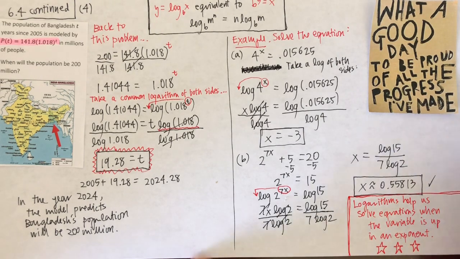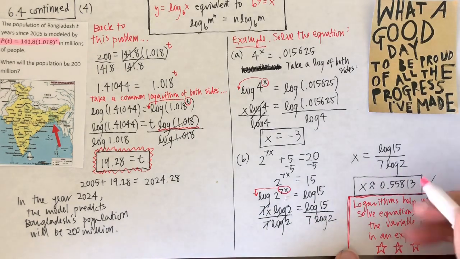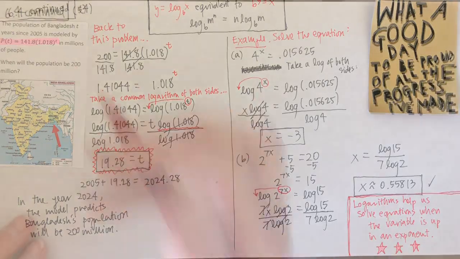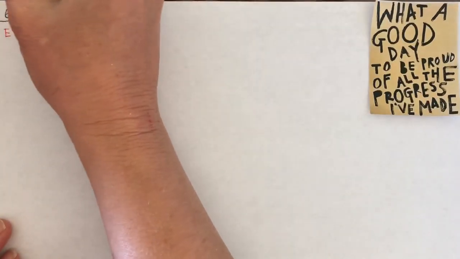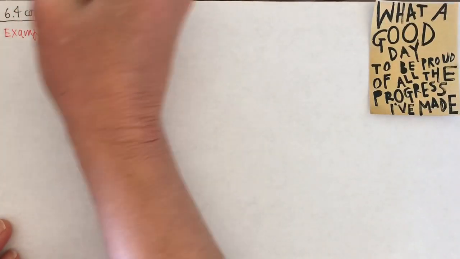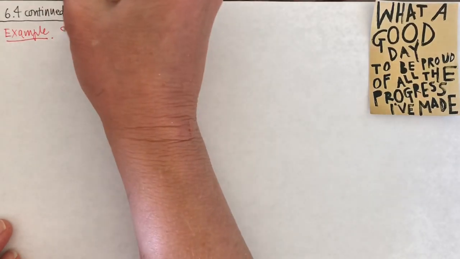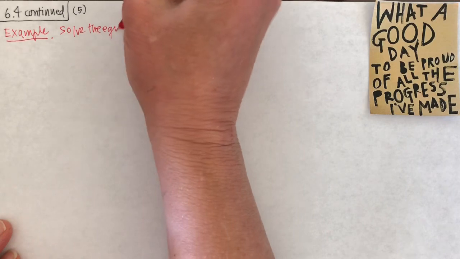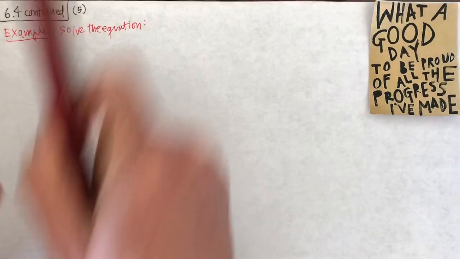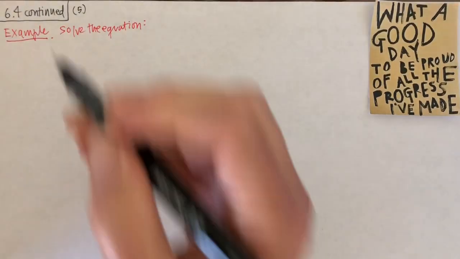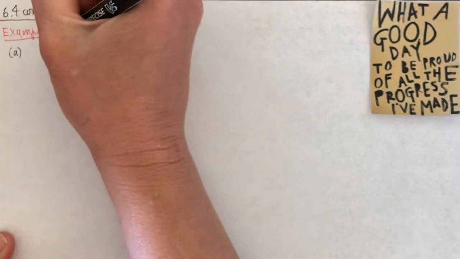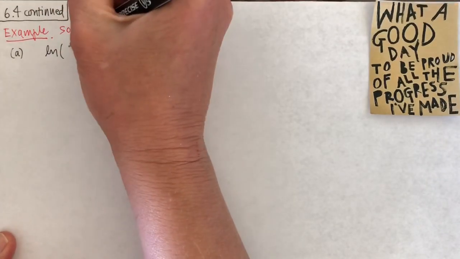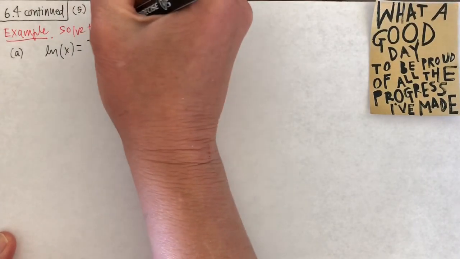So logarithms are a powerful tool that we can use to solve equations when the variable is up in an exponent. Now we're going to solve some equations, some logarithmic equations. So again, we're solving the equation. So find out what the variable is. And our first example will be natural log of x equals 2/3.